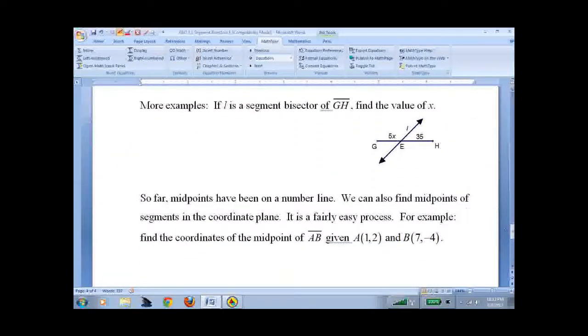So, more examples. If L is a segment bisector of GH, what I like to do is say, oh, that means this piece and this piece are congruent. So put our little tick marks in. Find the value of x. Well, these two pieces are congruent. We can write 5x is equal to 35. Take a second to solve that. You should pause the recording. Hopefully it didn't take you too long. We can check. 5 times 7 is 35. They're both 35.